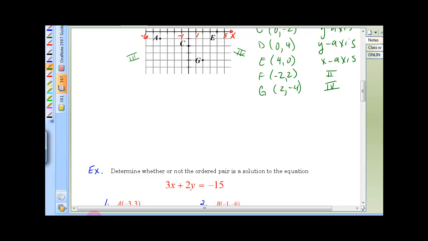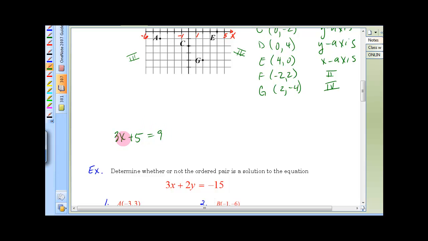Remember that in the last chapter, we solved linear equations such as 3x plus 5 equals 9. We would solve this linear equation. It only had one variable.